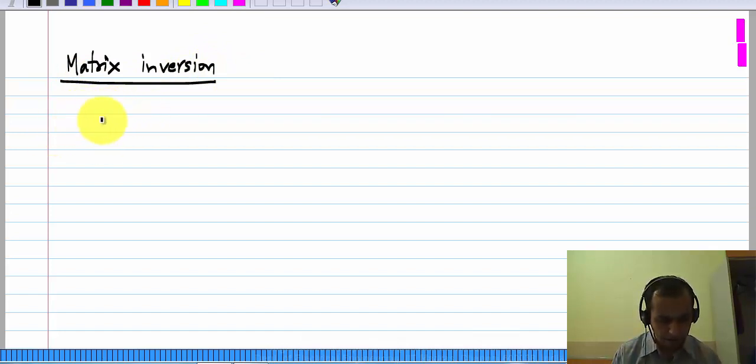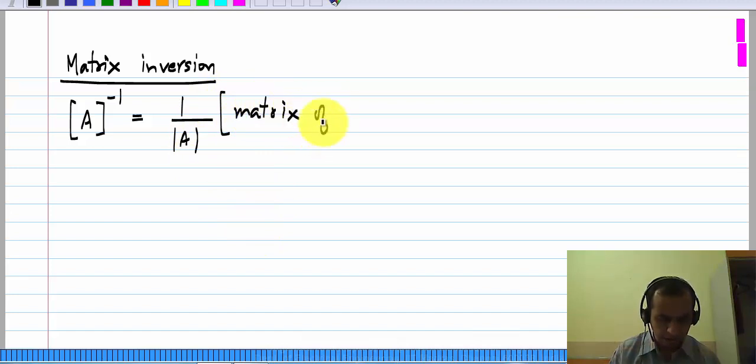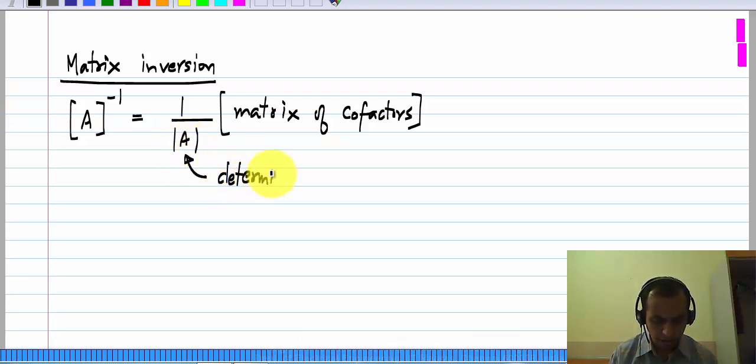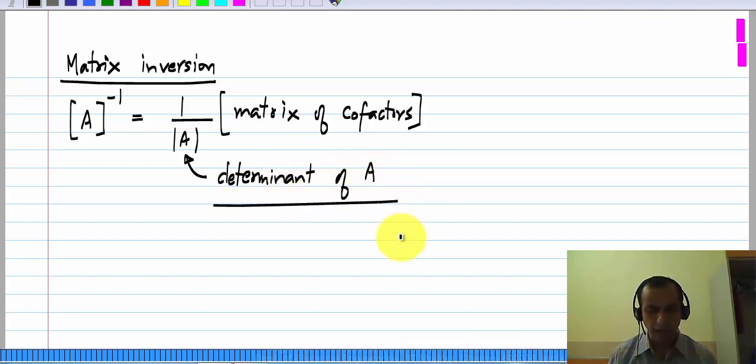In general, if you have a square matrix A, the inverse of that is 1 over the determinant of A times a matrix of cofactors. Okay, I won't go into the definition of all of these things. I will just show the results for a 2 by 2 and 3 by 3 matrix. Now this symbol of course means the determinant of A.